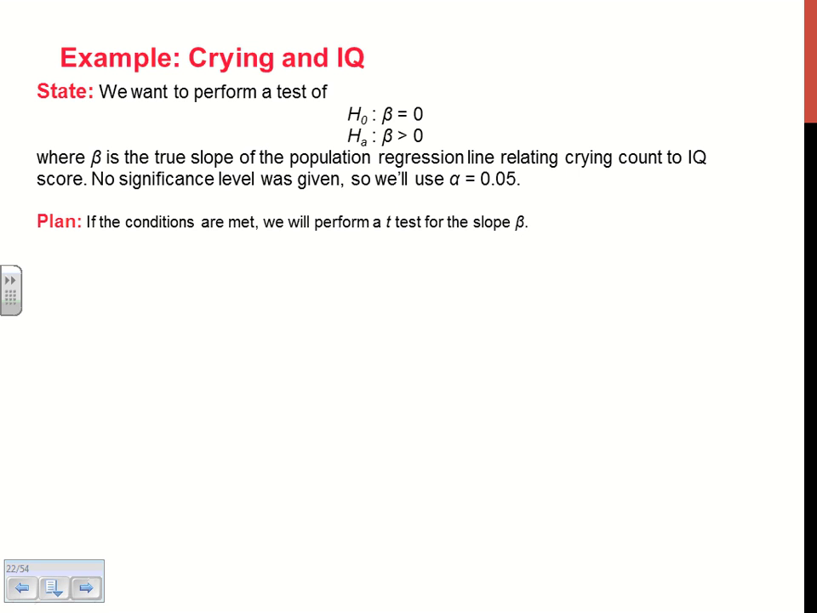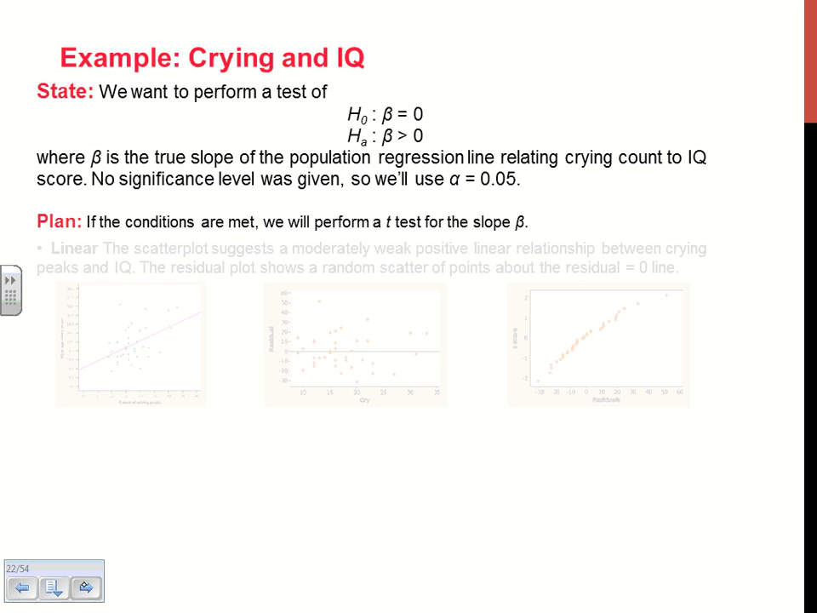So we want to perform the test where your null hypothesis, remember, is just that your beta is going to be 0. So beta is the true slope of the population. And then your alternative hypothesis is that it is greater than 0. They didn't tell us the significance level, so we'll do 95% confidence level. So our alpha here will be 0.05. This alpha is a different alpha than what we were doing with the equation. I know. Sorry, that's the old alpha that we were talking about, not the new one in this module. So if the conditions are met, we're going to perform a t-test for the slope of beta.